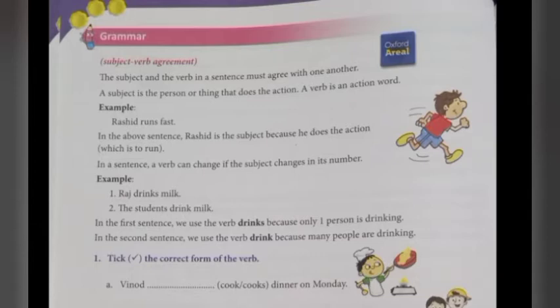So Raj is singular or plural? Singular, right? So when there is a singular subject, then verb automatically comes in s form. So drinks, okay, s form. And in the next sentence, the students. So when there is a plural form of subject, then definitely there won't be any s in the verb form, okay? Raj drinks milk, students drink milk, okay?